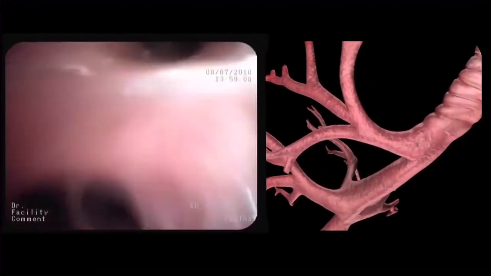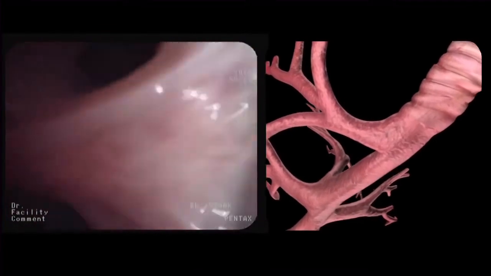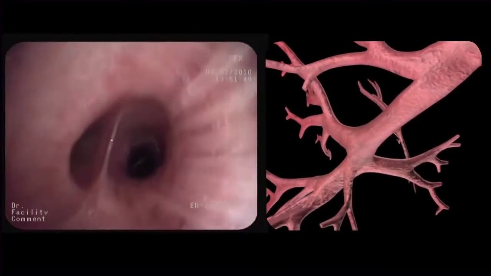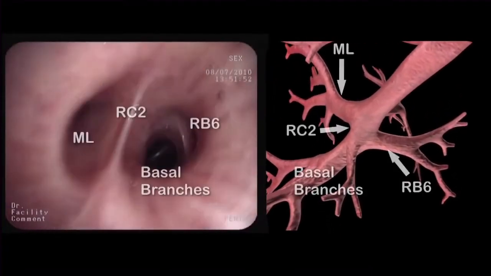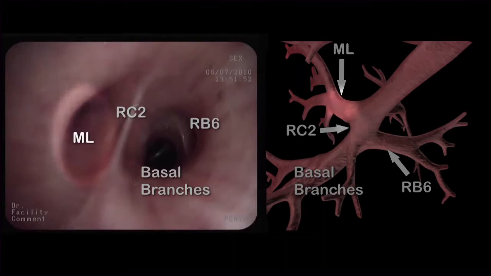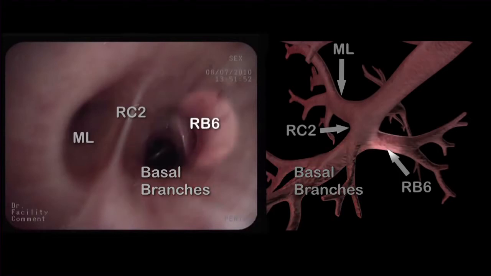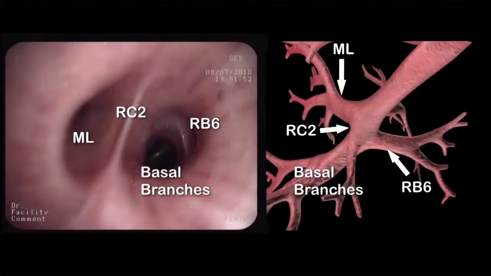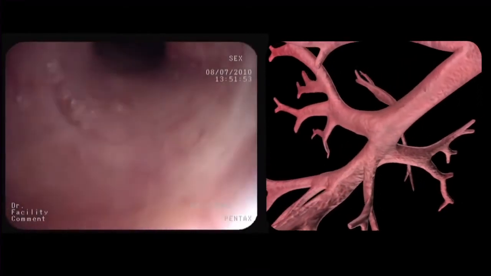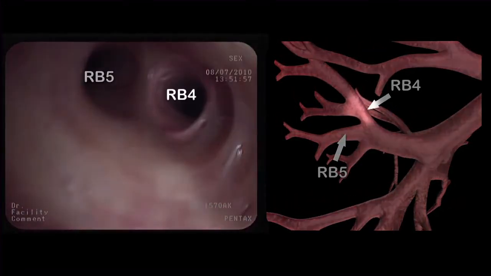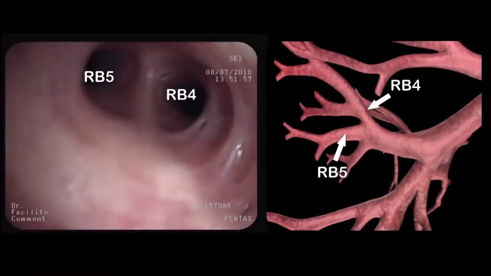We then head back and extend the bronchoscope into the intermediate bronchus. Here, we identify the orifice of the middle lobe, the right carina 2, the basal branches, and the apical segment of the lower lobe, or RB6. We then enter the middle lobe bronchus, which divides into the lateral segmental bronchus, or RB4, and the medial segmental bronchus, or RB5.